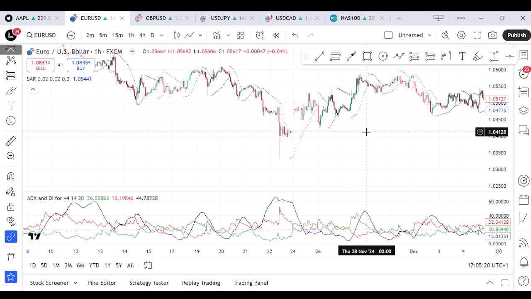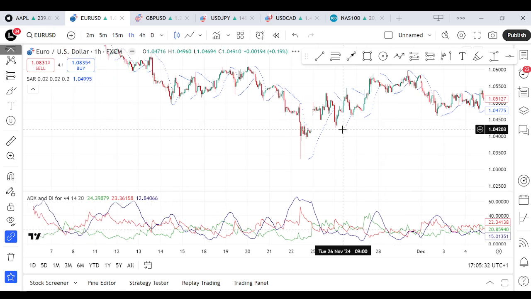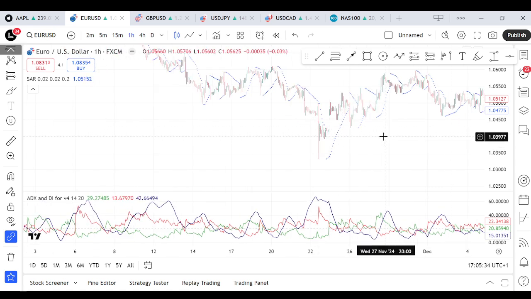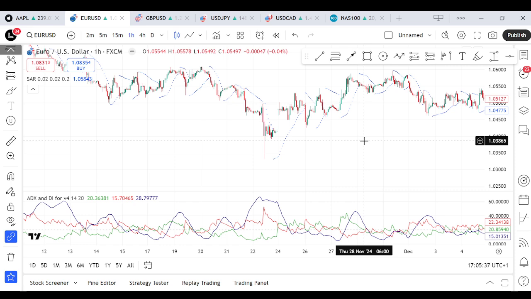So when combined, these two indicators complement each other perfectly. The ADX confirms if a trend is strong enough to trade, while the Parabolic SAR provides clear entry and exit points. This combination reduces false signals and ensures you only trade in favorable market conditions. So without wasting much of your time, let's get started.